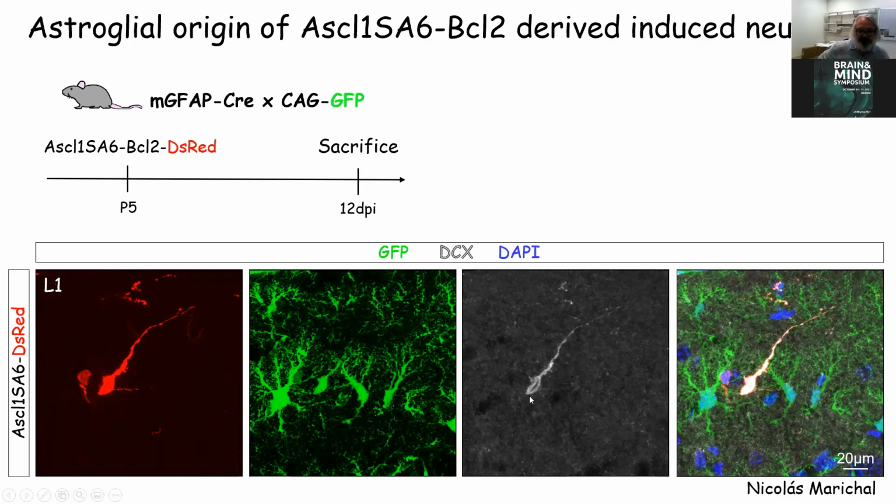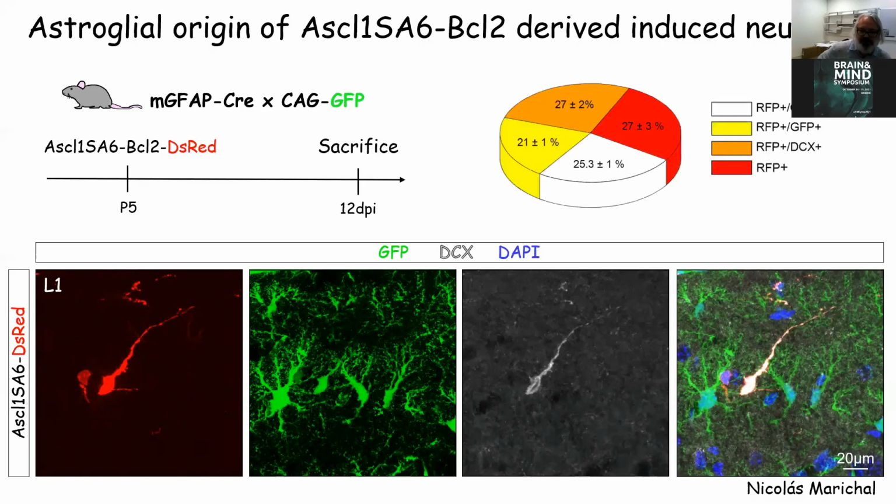And then we see here that this cell indeed expresses doublecortin and shows the fate mapping, so indicating that glial cells such as astrocytes indeed can be reprogrammed into neurons. When you quantify this, we see that about a quarter of the cells belong to this category.